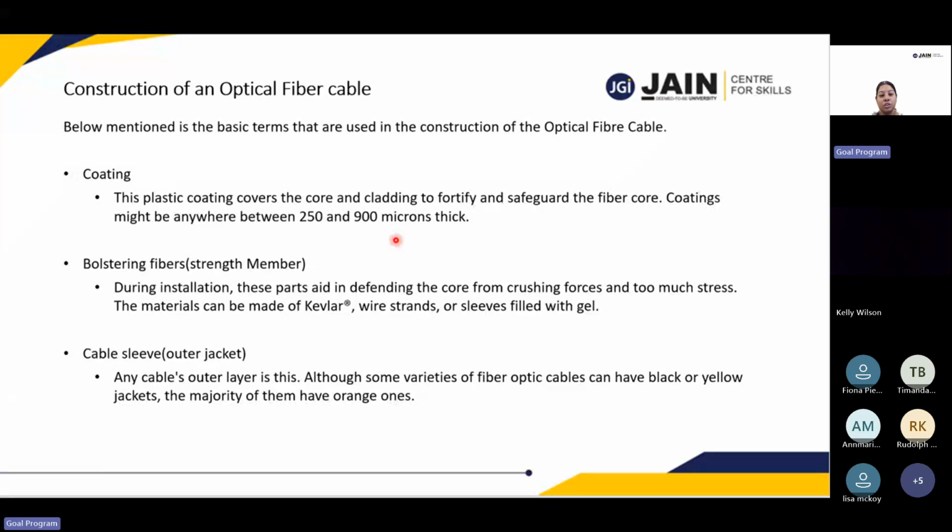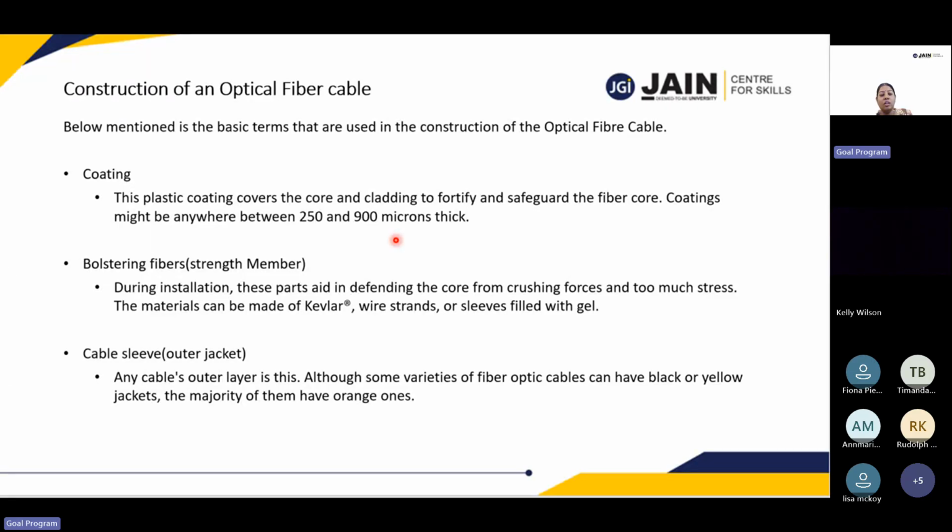Now, during installation, these parts aid in defending the core from crushing forces and too much stress. When they are installing the cables underground and all, you can see they put a lot of stress. They handle it without care, and too many crushes will be there. They hold very tightly. They roll like this. It's stress we are giving to the cable, a lot of crush, a lot of pressure. Handling without any care is happening. So this kind of careless handling can damage the wire and affect the communication.